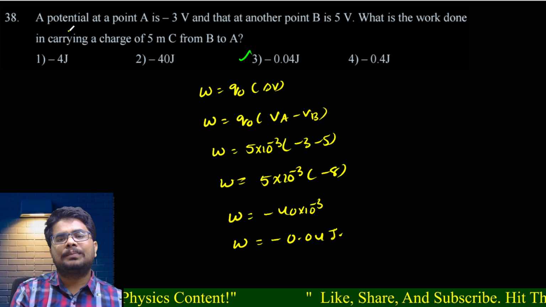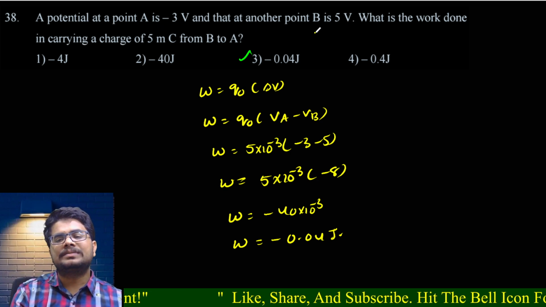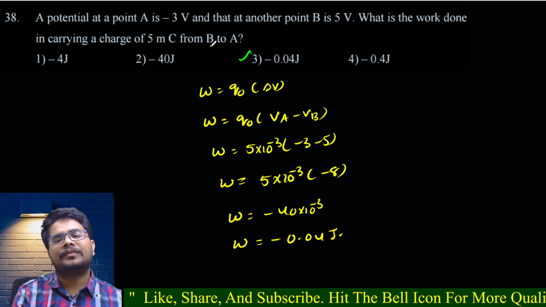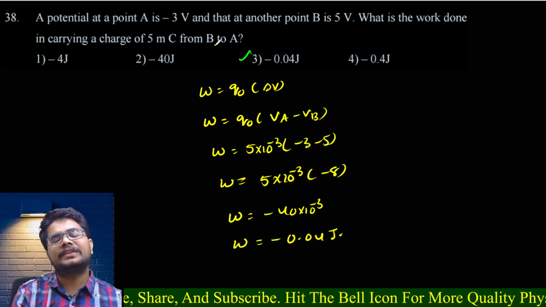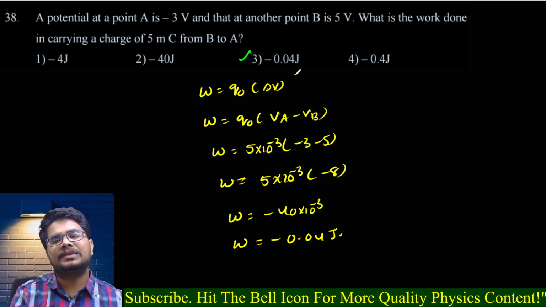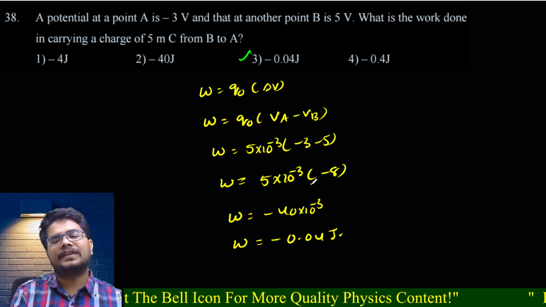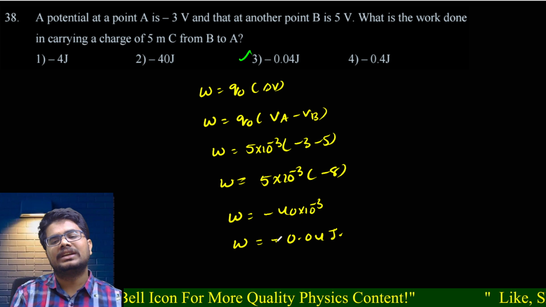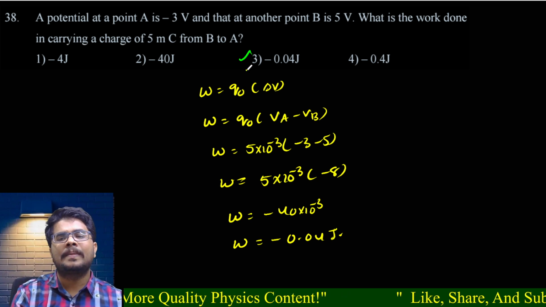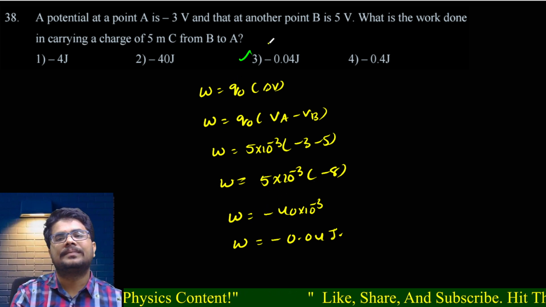The next question is also on electrostatic potential and capacitance, an easy level question. The potential at point A is minus 3 volts and at point B is 5 volts. What is the work done in carrying a test charge of 5 millicoulomb from B to A? The potential difference is VA minus VB. VA is minus 3 and VB is 5, so minus 3 minus 5 is minus 8. Minus 8 times 5 is minus 40, into 10 power minus 3, which can be written as minus 0.04 joules. Which option is correct? Option 3 is correct, because the minus sign is there.